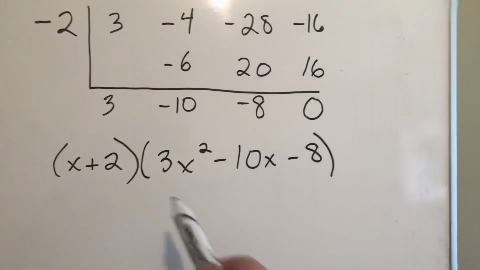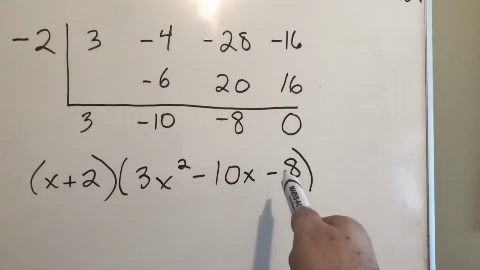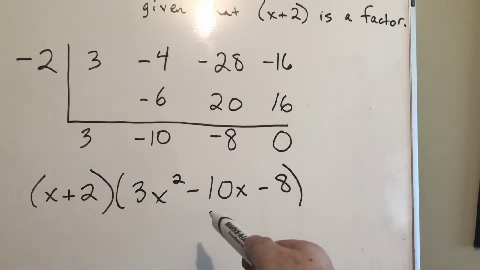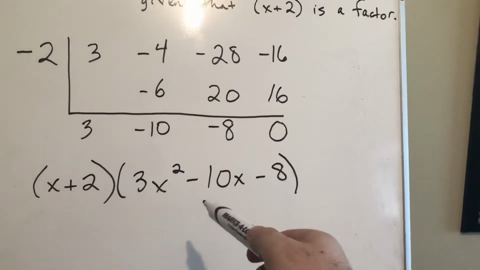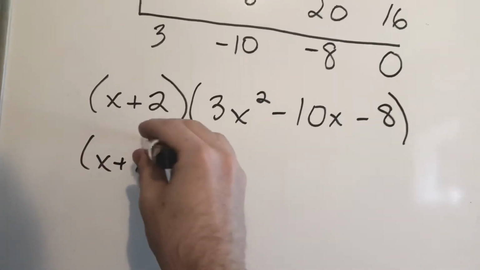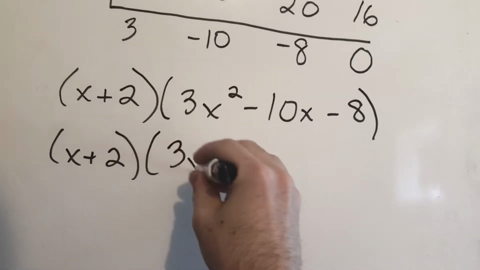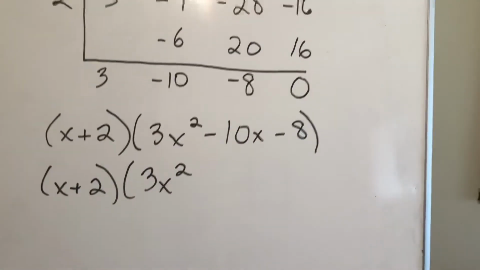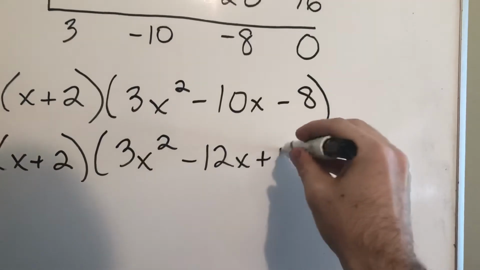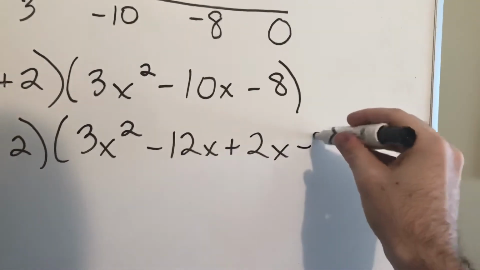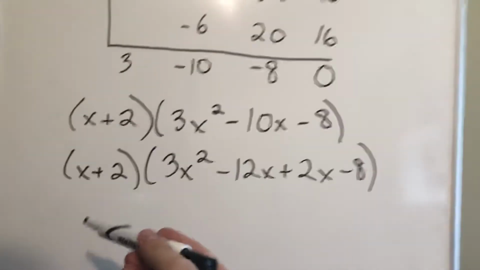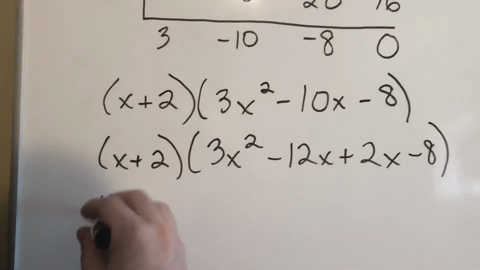So if I did AC, 3 times -8 is -24. Are there factors of -24 that sum to -10? Think about it. I'll give you a second to think about it while I write it out. You should be thinking -12 and +2. So I'm going to go minus 12x plus 2x minus 8. I'm keeping this x plus 2 in this process the whole time just to remind myself that it's still there, because it's got to be in your final answer.